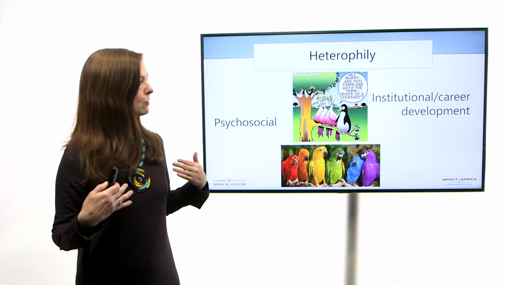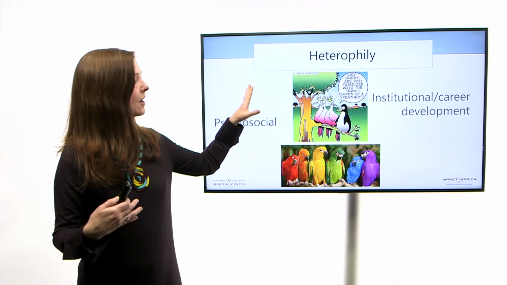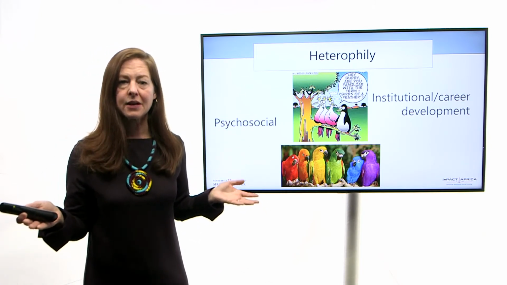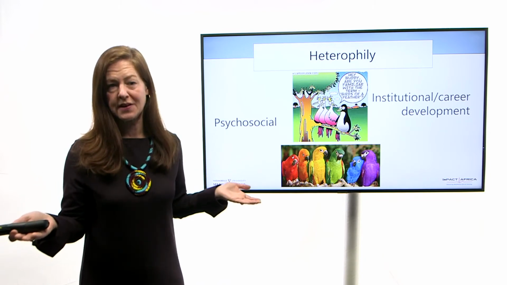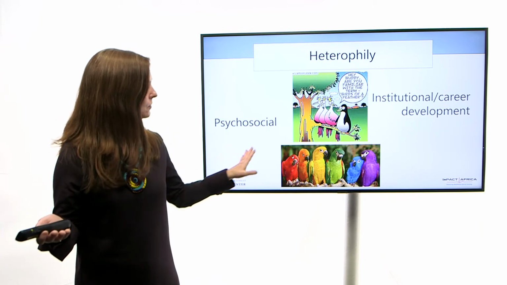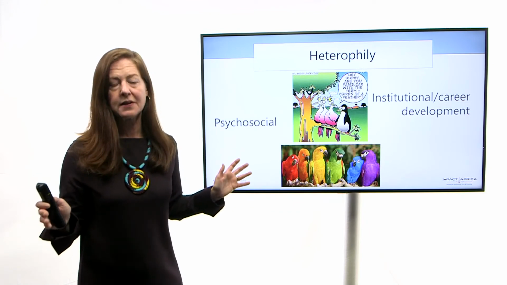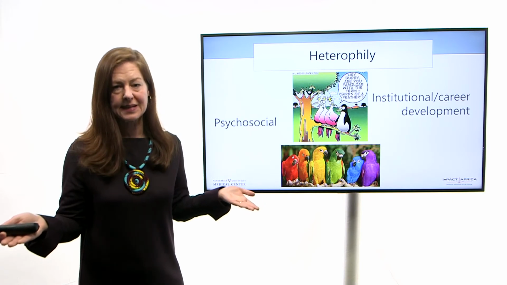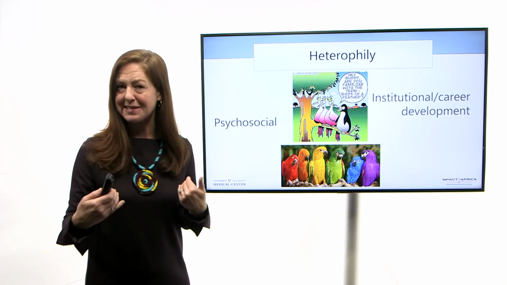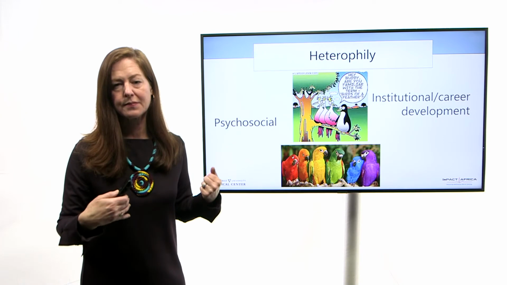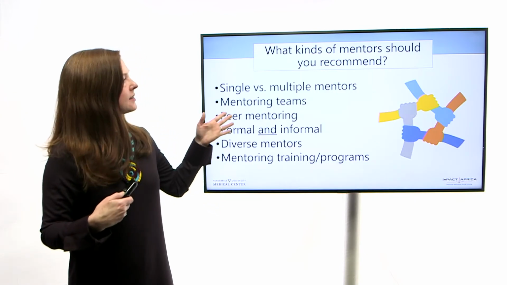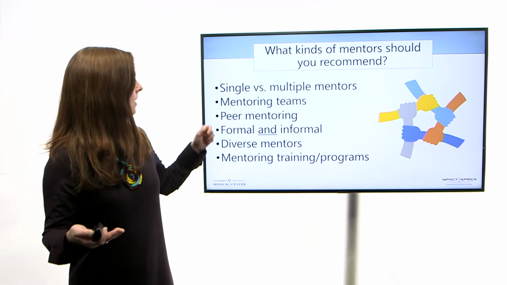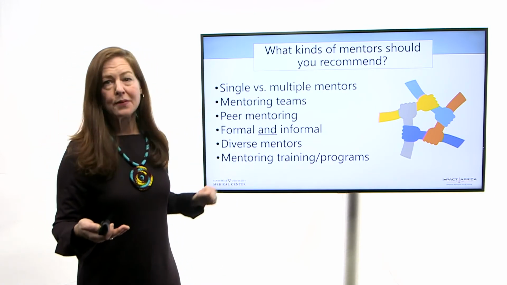That's why the literature really suggests that heterophily is the goal, having a diverse set of mentors that can really provide both of these functions. The idea of those that are like you, but those that are different, to bring forth and leverage these multiple opportunities that exist for both you as a mentee and you as a mentor. So the kinds of mentors you should recommend as a mentor yourself are not just single, but they're multiple mentors.